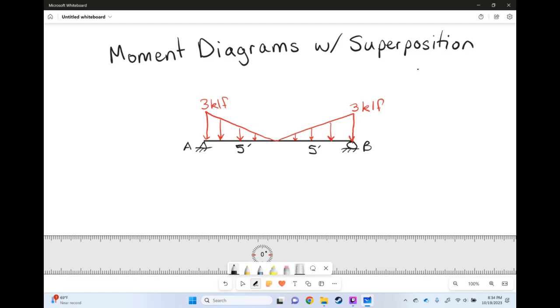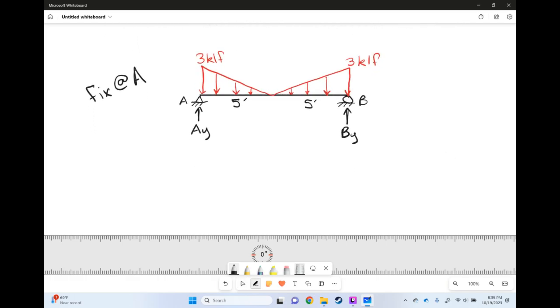So to start with, we probably want to find our reaction forces, AY and BY. Now we don't have to find both of them because, of course, to do superposition, we're going to lock one end of this beam. So what we're going to do is fix our beam at A. So I need to find BY. In order to do that, I'm going to start by summing the moments about A.